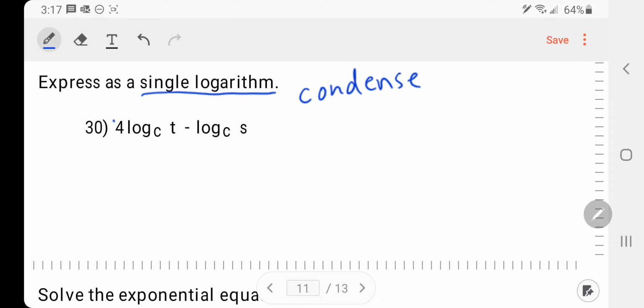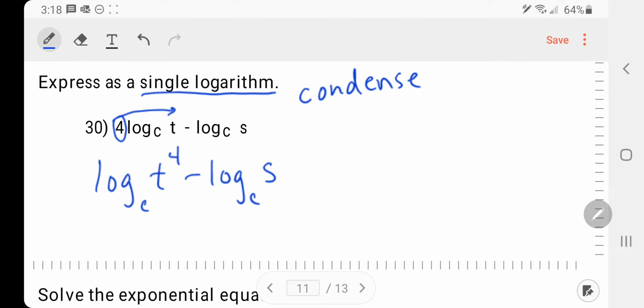And that means that the coefficients have to go first. So the power rule says that if you have a coefficient of a log, that coefficient can come up and become the power. So we're going to use the power rule first. The 4 out front becomes the exponent of t to the 4th. The other log does not have a coefficient, so we're just going to bring him down.